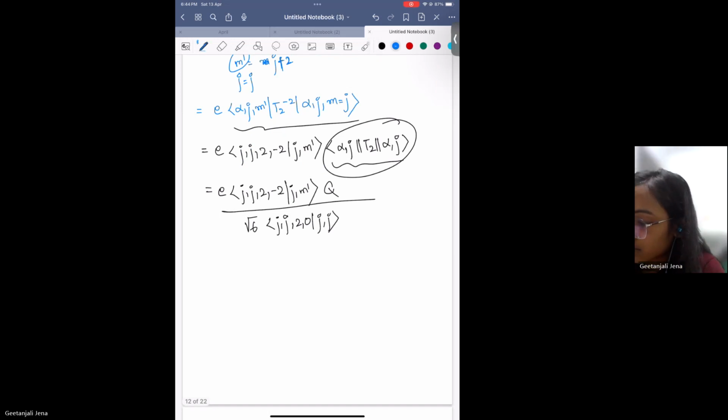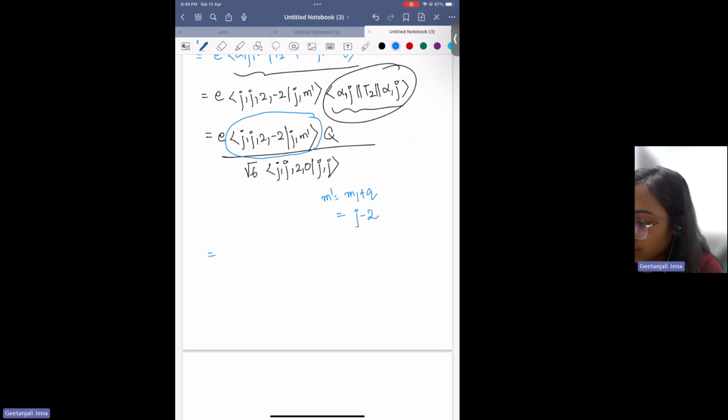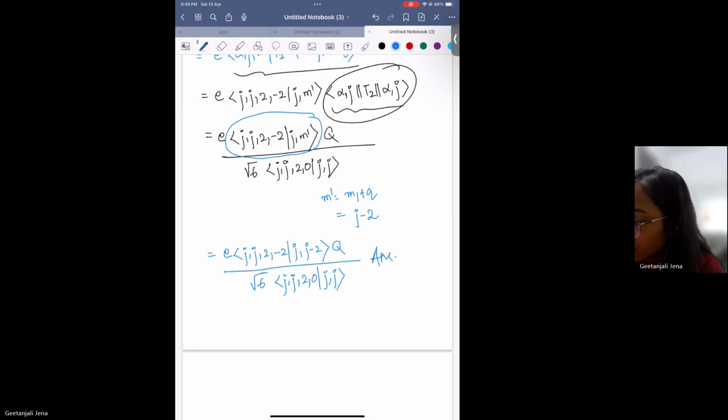Now this term would be non-zero when M prime is M1 plus Q, right? So M1 is this one, M1 is J and Q is minus 2. So that means this term would be non-zero when M prime is J minus 2. So the answer will simplify into J 2 minus 2 J J minus 2, Q divided by root 6, J J 2 0 J J. So this is the final answer. So you have expressed the term that is given to us in terms of the quadrupole moment Q and the CG coefficient.